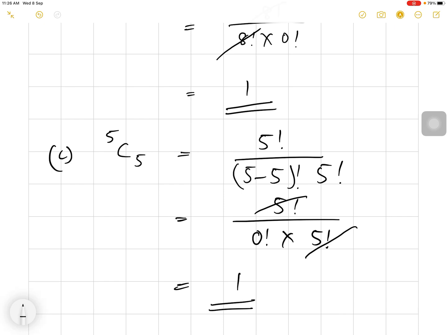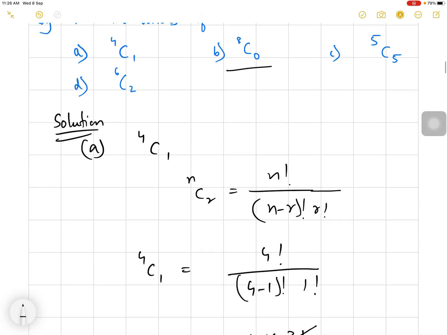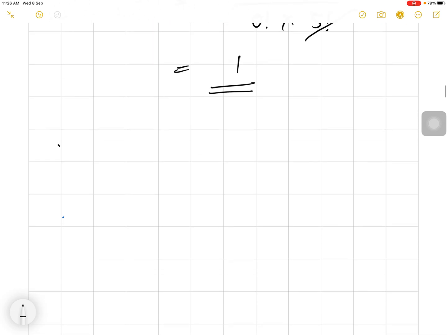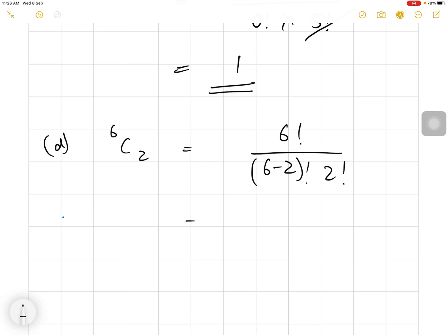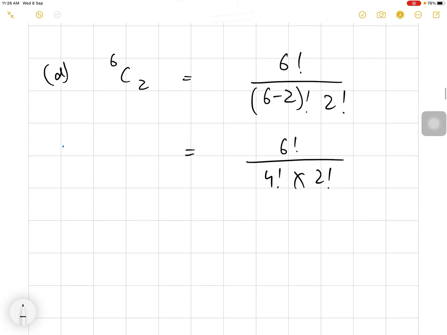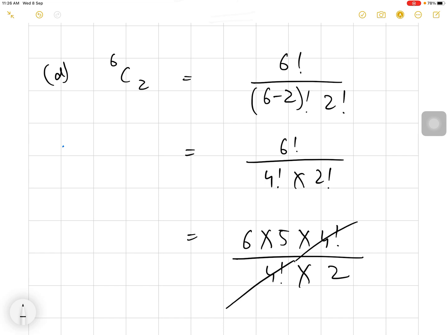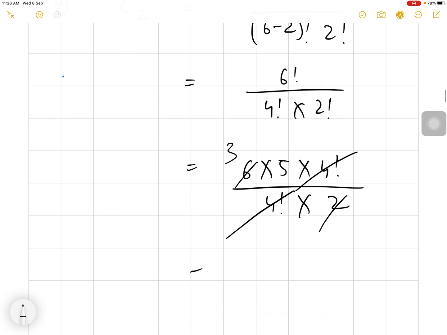Now let's see the next problem, which is 6C2. Let's solve this. 6 factorial divided by (6 minus 2) factorial, 2 factorial. So 6 factorial divided by 4 factorial into 2 factorial. 6 factorial I can write as 6 into 5 into 4 factorial. 2 factorial is 2 into 1, which is 2. 4 factorial you can cut. 2 threes are 6, 3 fives are 15. So the answer is 15 ways.